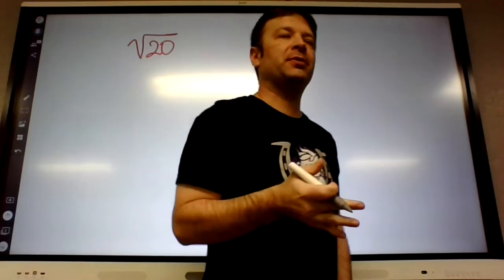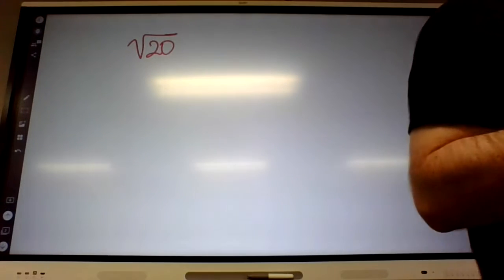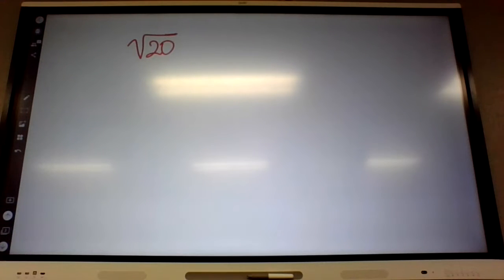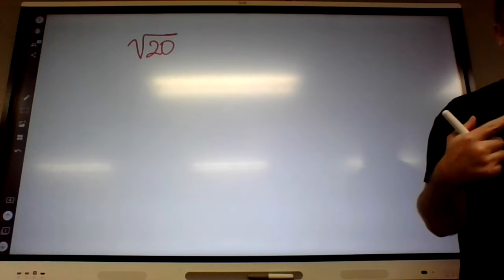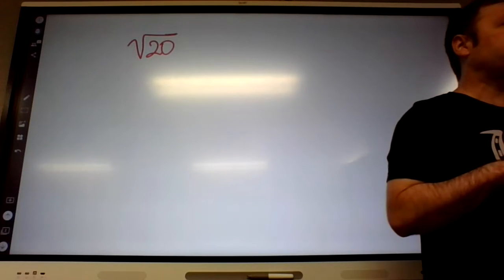The first part is simplifying square roots. So let's try square root of 20. 20 does not have a nice square root, right? It's not 10 because 10 times 10 is 100. Square root of 100 is 10. Remember, square root means what times itself equals this.